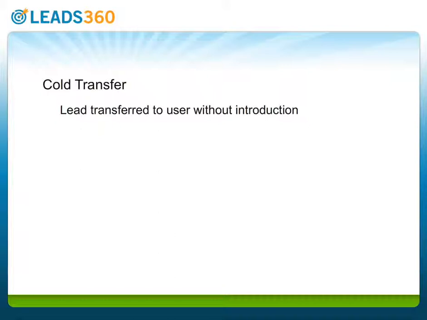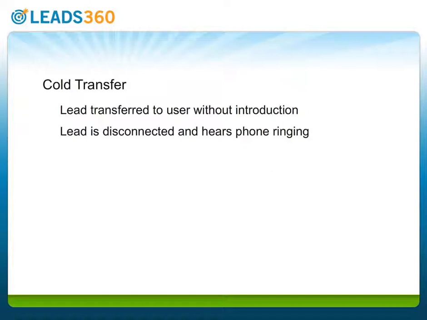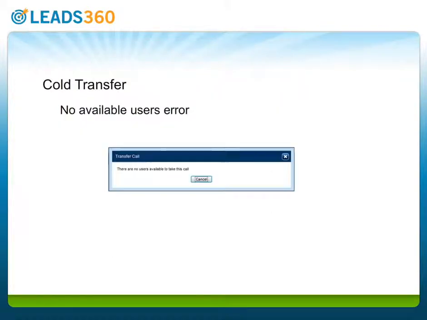Also, when the lead is transferred, he will be disconnected from the transferring user and hear the phone ringing as Dial IQ attempts to connect him to the receiving user. Note that if no users are available to receive a transferred call, the transfer call pop-up will display a message indicating that there are no available users to receive a call. If the dialed user is unable to answer his phone, the lead will reach the dialed user's voicemail.